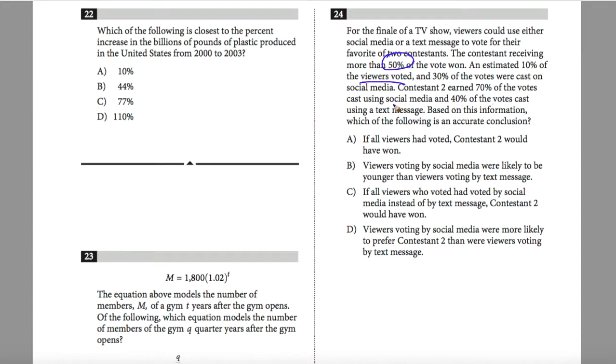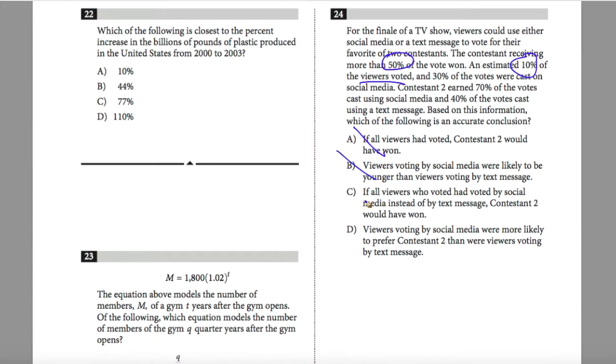And 40% of the votes cast using a text message. Okay, they don't mention anything about contestant 1 as well. Based on this information, which of the following is an accurate conclusion? If all viewers had voted, contestant 2 would have won. Not necessarily. All right, 10% of total votes is far too low. Viewers voting by social media were likely to be younger.